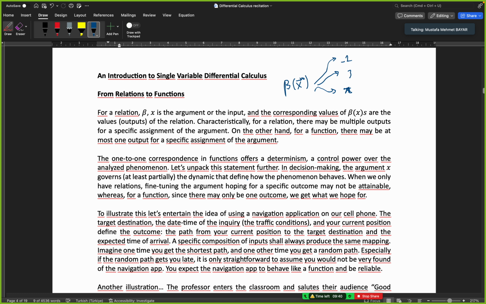But on the other hand, for functions, you always get one exact output for each value x0. This is the difference. So it gives you more power over the situation.